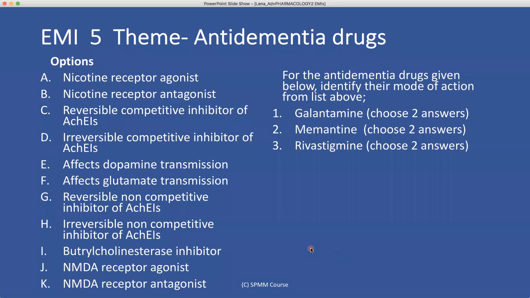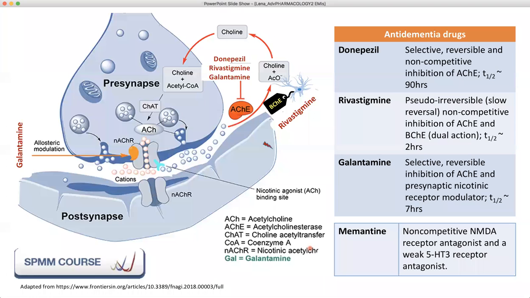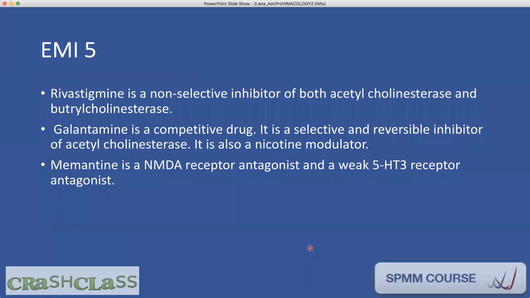What is memantine? Memantine acts through non-competitive NMDA receptor antagonism. So rivastigmine is a non-selective inhibitor of both acetyl and butyrylcholinesterase. Galantamine is competitive. It's a selective and reversible inhibitor of acetylcholinesterase. It's also a nicotine modulator. Memantine is an NMDA receptor antagonist and a weak 5-HT3 receptor antagonist as well. That 5-HT3 action probably doesn't contribute much to dementia treatment.